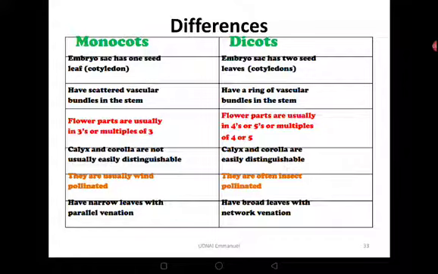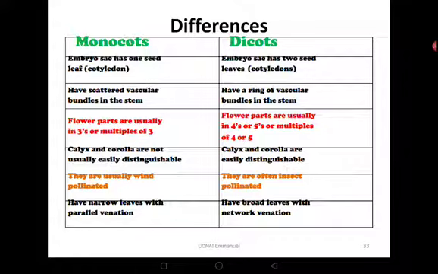Then in dicots, the flower parts are usually in 4s or 5s or multiples of 4s or 5s. If you've seen the flower of hibiscus, you realize that there are 5 petals, 5 sepals, like that. The morning glory flower, you can also see, you count how many petals, how many sepals are there. You realize that they are either 4 or 5 or multiples of those numbers.